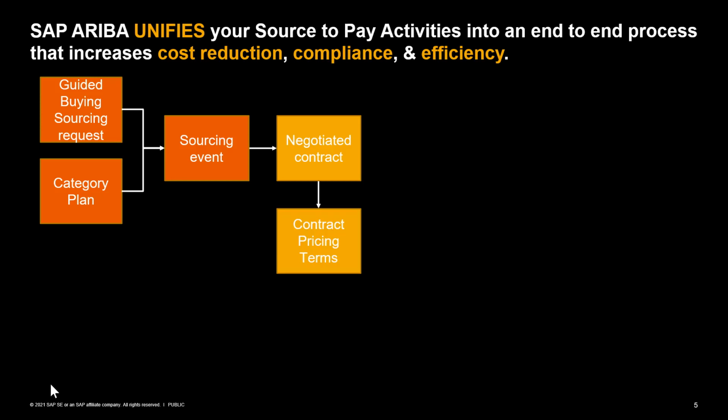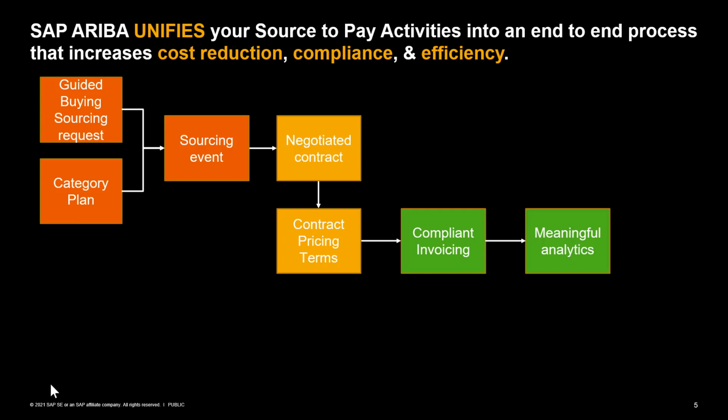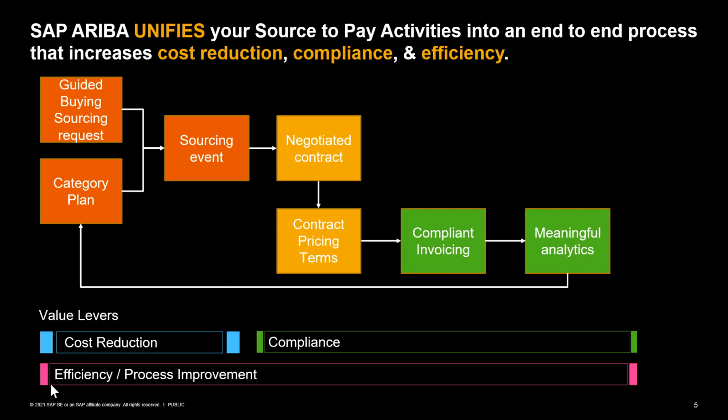This leads to contract pricing terms, which leads to compliant invoicing, where users can quickly find items with the correct price and suppliers can quickly find contract terms for invoicing. This in turn leads to meaningful analytics, which then informs the category plan, and the cycle starts all over again. The value levers for this are cost reduction, compliance, and efficiency, and process improvement. Let's look in the system to see a demo of how this can be achieved.